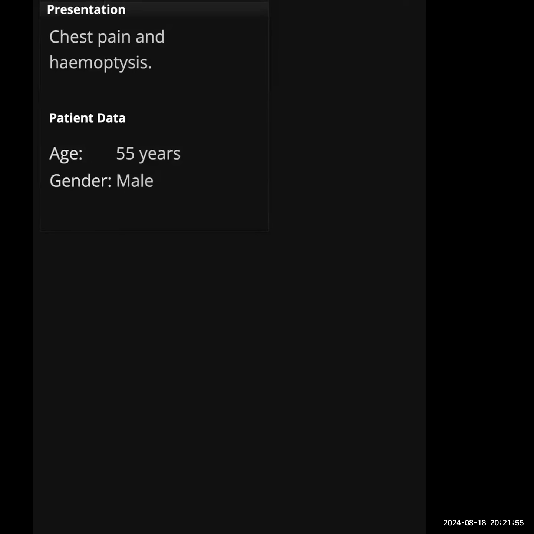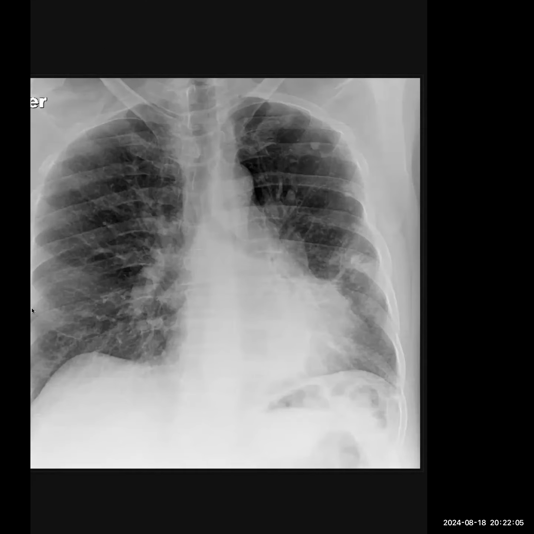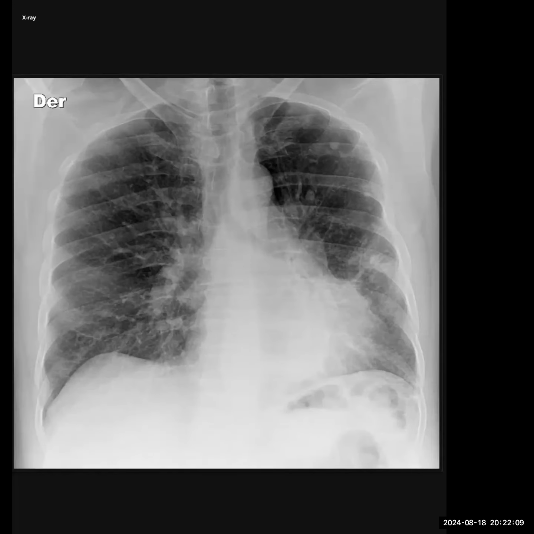Yes. Okay. So this is the first case. And this is the patient who's a 55-year-old male patient. And this is his, just quickly stretch it a bit more. This is his chest radiograph. Your time starts now.